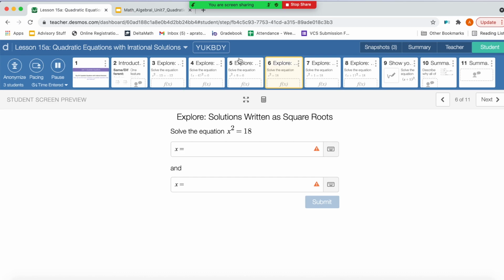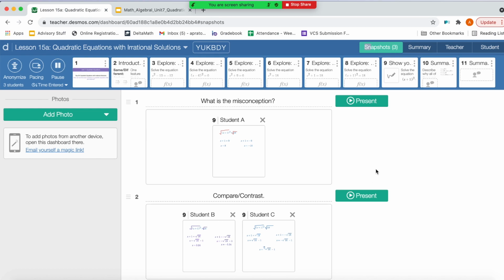Okay, so for this one, for the last question, students are asked to solve this equation. The quantity of x plus 1 raised to the second power equals 18. And so I snapshotted 3 different samples of work that we can look at that will help us guide the conversation. Now, as you probably already know, when they solve this, they're going to get an answer that's irrational. And that's part of the conversation we can have through this facilitation. So I snapshotted 3 students' work.